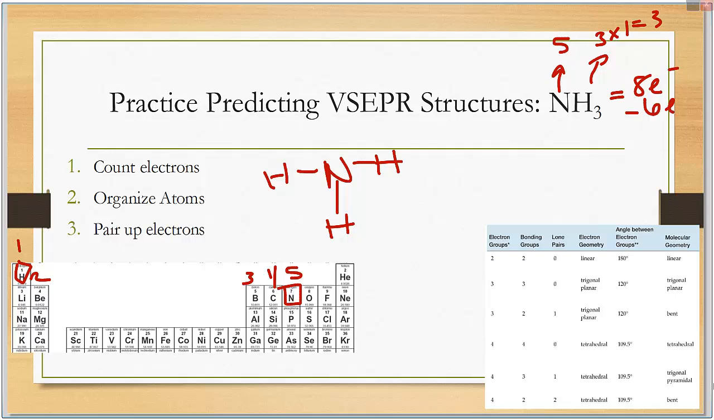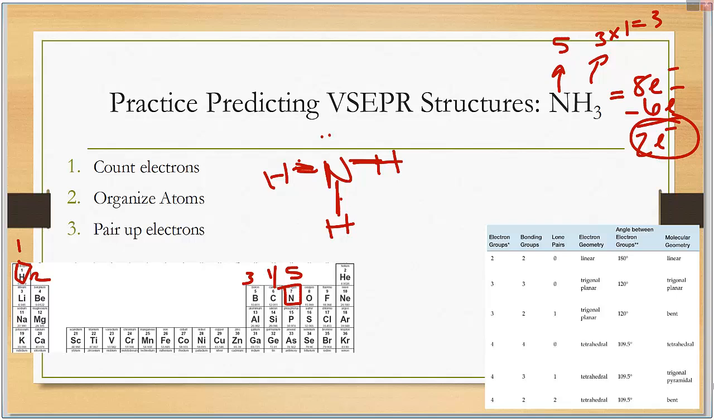So 2, 4, 6. I have 2 electrons left. Hydrogen can only be a duet, and so that is full because there's 2 electrons on a line. So there's 2 for the duet. So now let's look at nitrogen. 2, 4, 6. We need 2 more electrons to make the octet, and we have 2 electrons left. Works out nicely. So count the electrons, organize the atoms, and pair up the electrons.